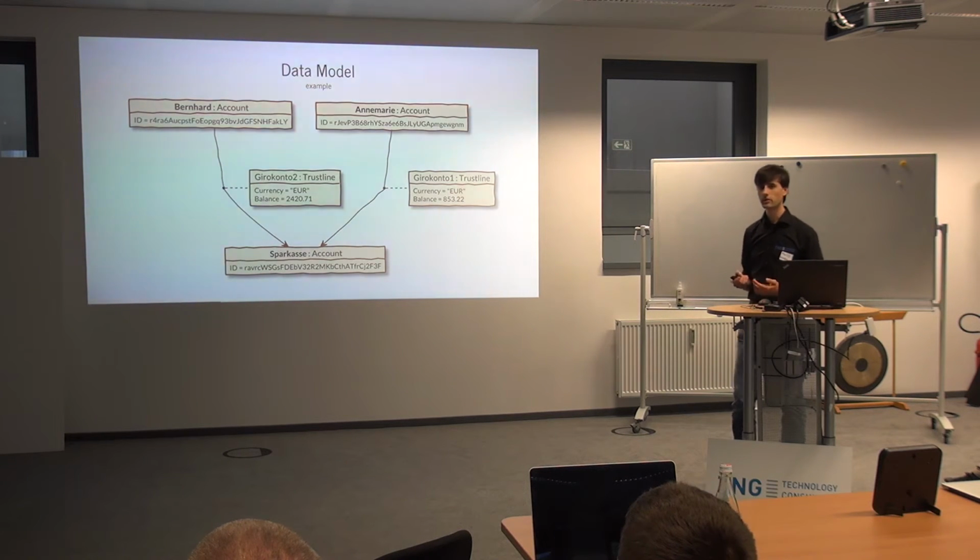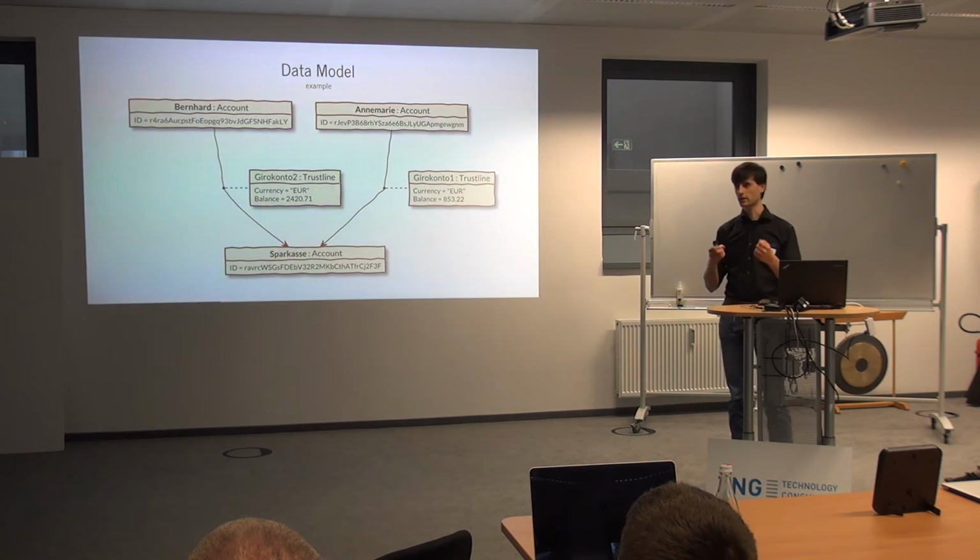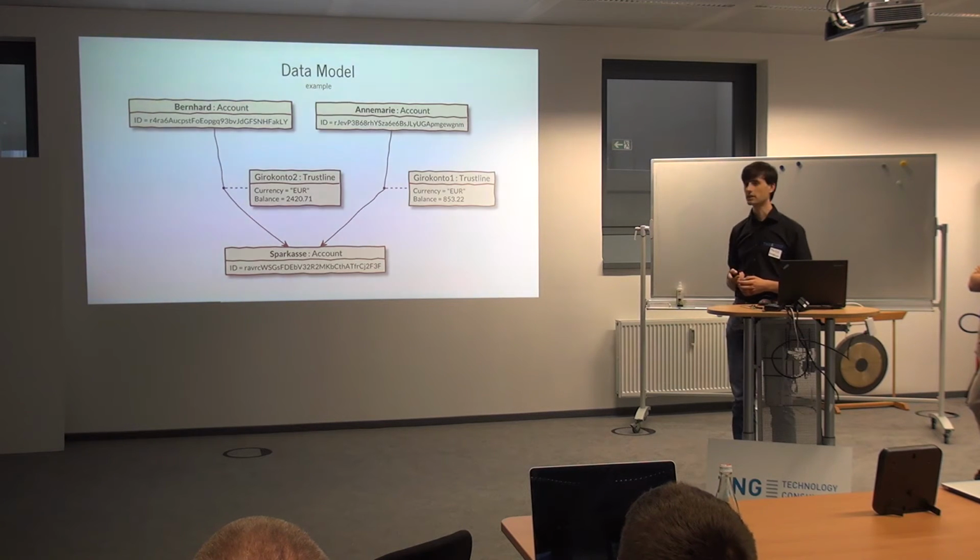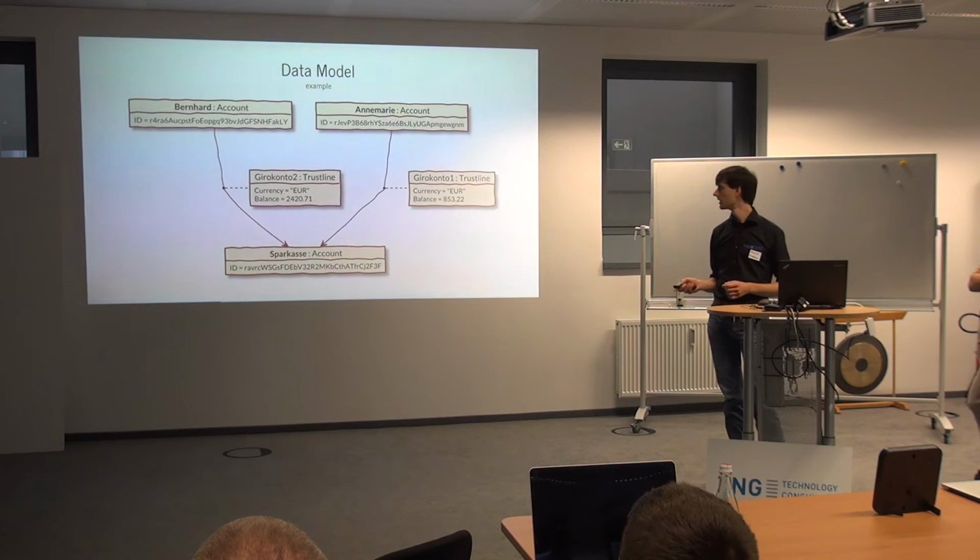But if you think about it, what's a checking account? You take like 100 euros, you take it to your bank, they put it in their computer system, and what that means is the bank owes you 100 euros, right? So it's really this relationship between you and the bank, and that's exactly what the Ripple database stores. So if this trust line has a balance of 2,420 euros, it means the bank owes this customer this amount of money in this currency.